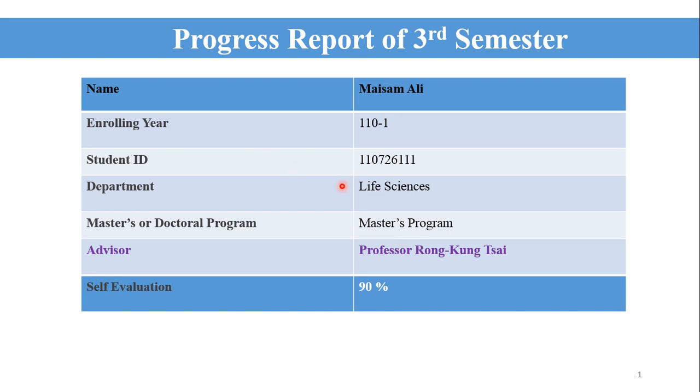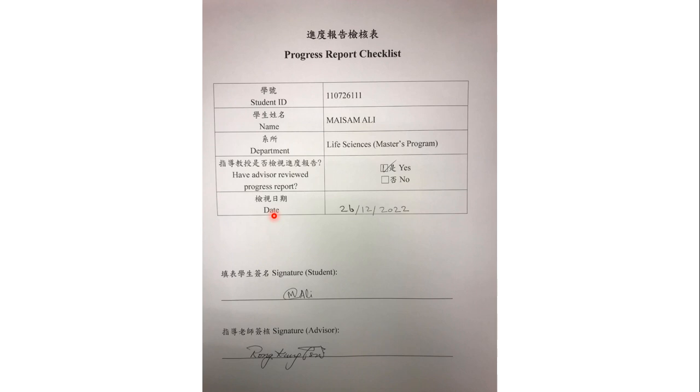Hello everyone, this is Maisam Ali and this is my progress report of my third semester. I am a student of the Department of Life Sciences for the Master Program. The name of my advisor is Professor Hongkong Tsai. This is my progress report checklist.